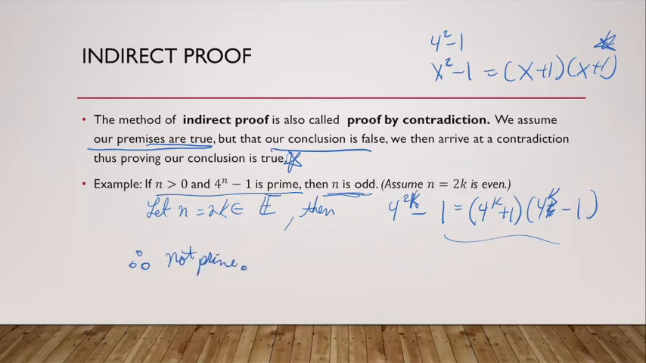So we arrive at our contradiction, proving our conclusion is true, because if n was even, then it's not prime. So thus this is a proof by contradiction.